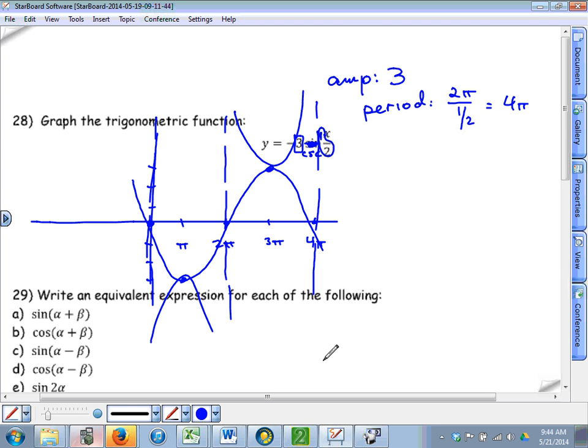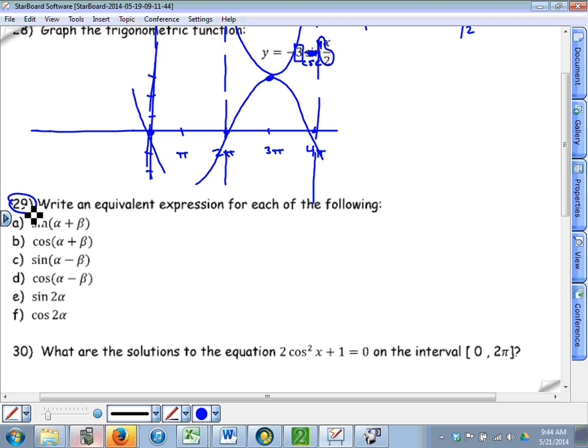What if it had said secant? You graph the cosine, and then flip that upside down. Do you take the original sine graph out? Yeah, the original sine graph wouldn't be there if it were cosecant. It's just there to help you get the right shape and size. Okay?